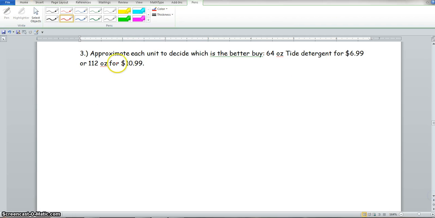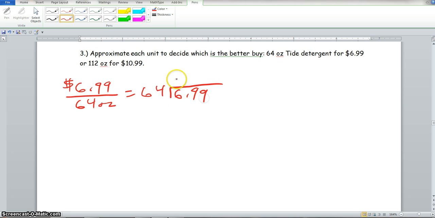Now, number 3. It says approximate each unit price to decide which is the better buy. 64-ounce Tide detergent for $6.99 or 112 ounces for $10.99. So this is what we would do. We would take our $6.99 and divide it by 64 ounces. We want to start here. So we would take 64 into $6.99. Bring up our decimal. We have our 0 here. Now remember, we have to round to 2 decimal places. So we'll add another 0 here.